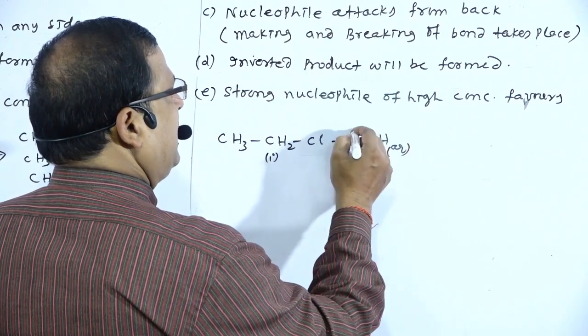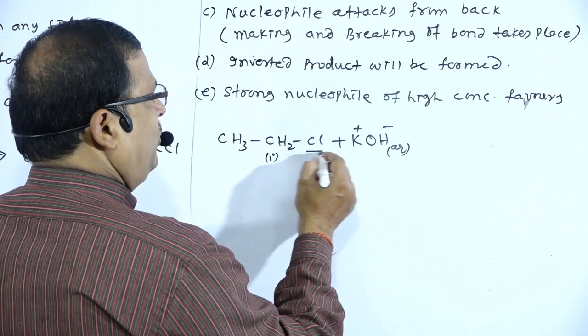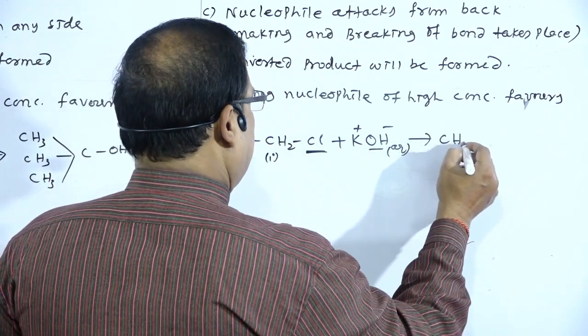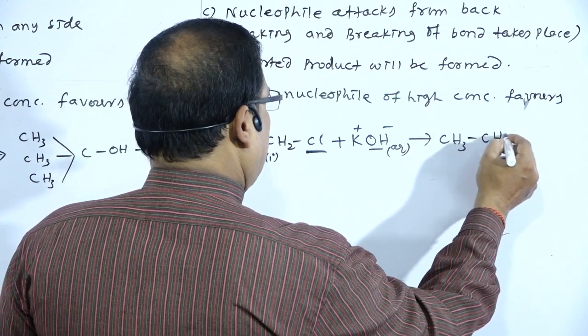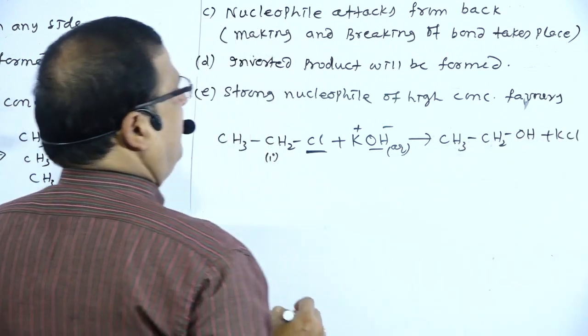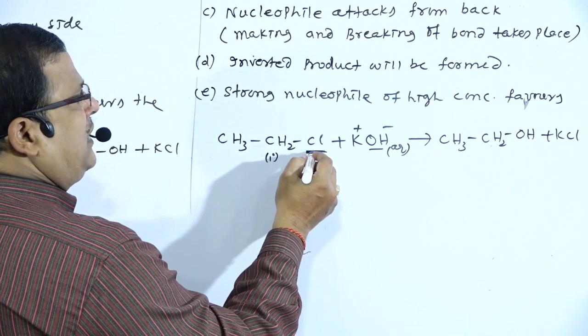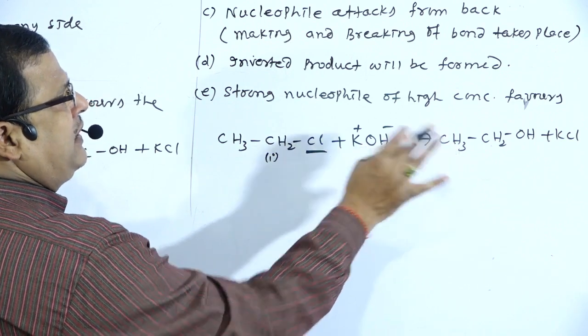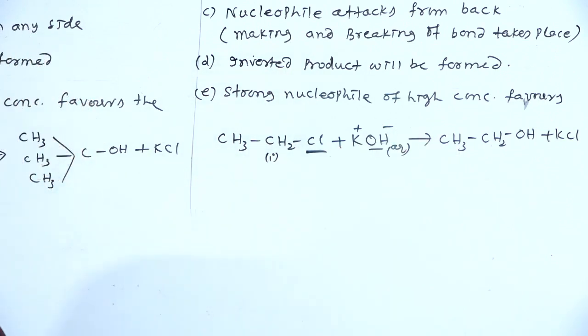KOH aqueous, K plus OH minus. The chlorine atom will get replaced by that nucleophile OH minus. So the product is CH3CH2OH plus KCl. In this case also, the chlorine atom is replaced by that nucleophile OH minus, that is a nucleophilic substitution reaction.